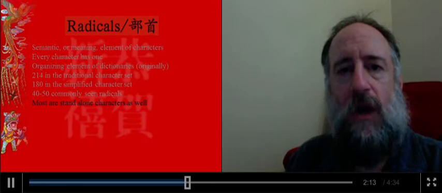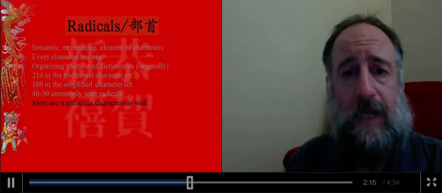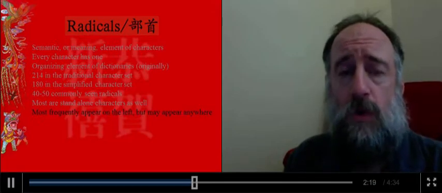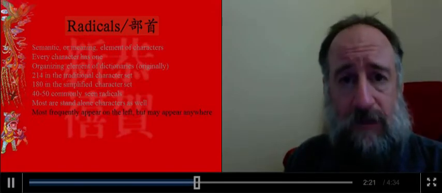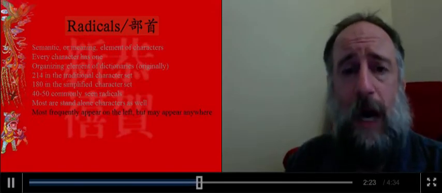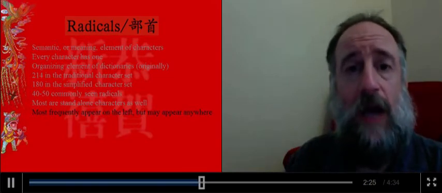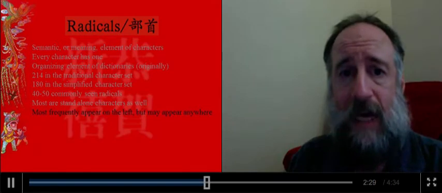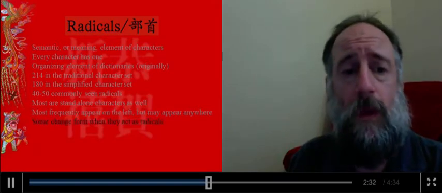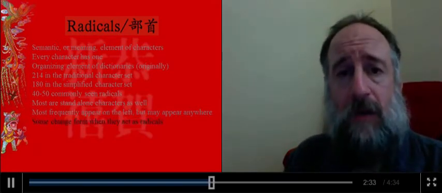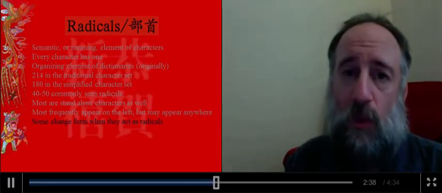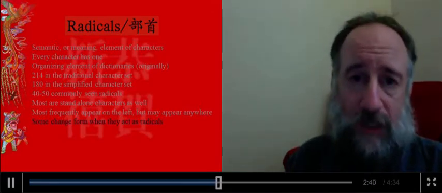Most radicals are also standalone characters. They exist as characters in and of themselves. Usually a radical appears on the left. That's the most common place, but a radical can occur anywhere in the character: left, right, top, bottom, inside, outside. Some radicals actually change their appearance when they act as radicals. That is, they look one way as a character, they look another way as a radical.